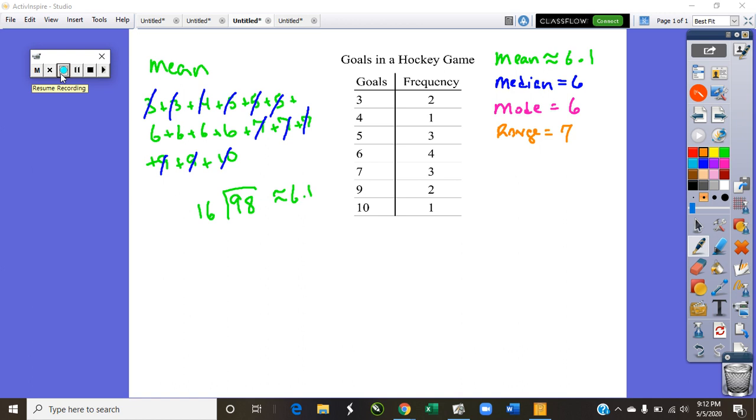Okay. Hopefully you got all those correct, guys. Really, it's simple. All you're doing is taking the information that you're given in a table and finding the 4 measures of central tendency. Okay. Again, watch this as many times as you need to.